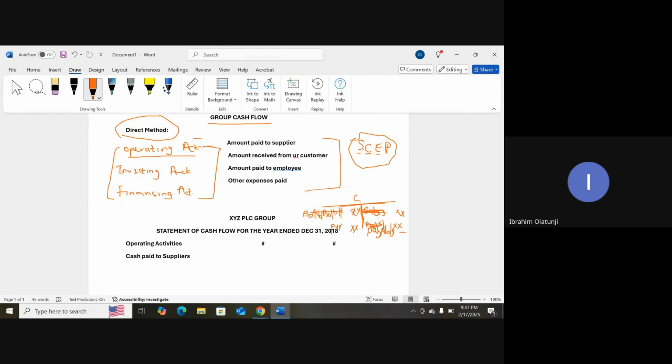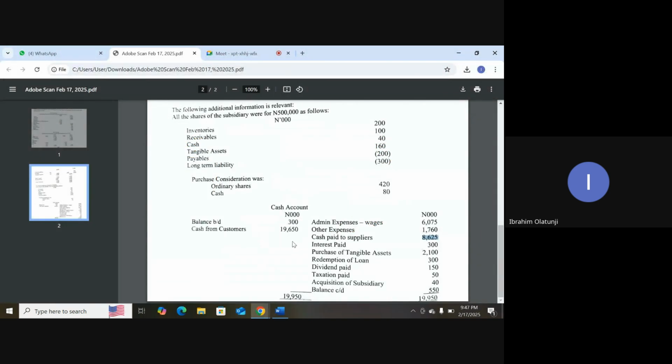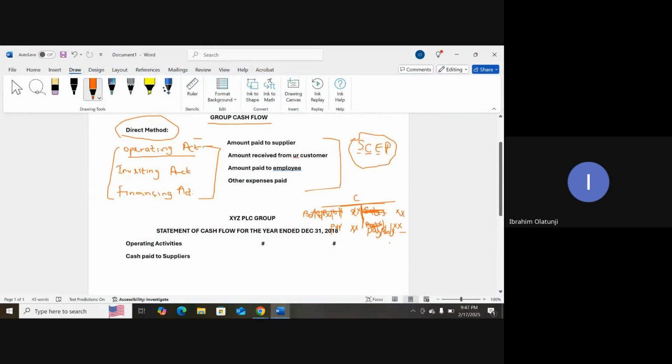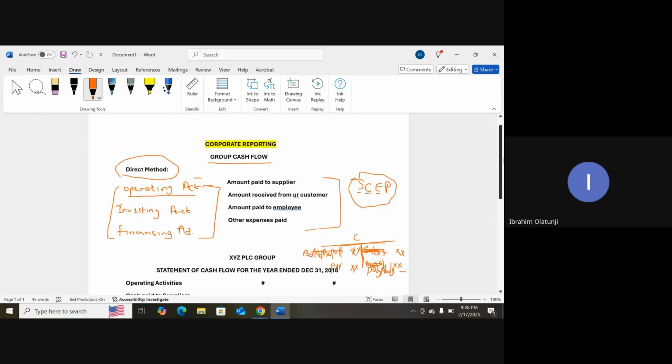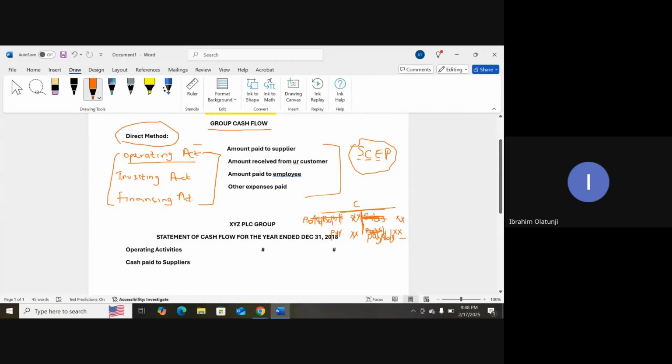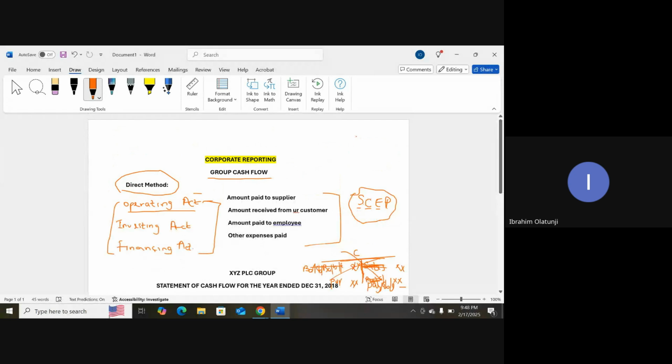Is it clear? Come again, sir. Take that last part again. Okay. What I'm saying is, let's assume the examiner didn't give you the cash paid to supplier, but you need it. Automatically, the examiner will give you the information that you are going to use to prepare that. And I said this is my mistake before because I was thinking of other things.